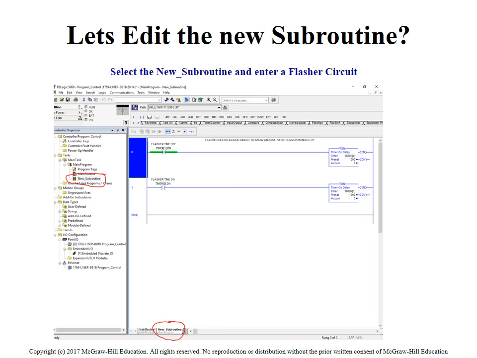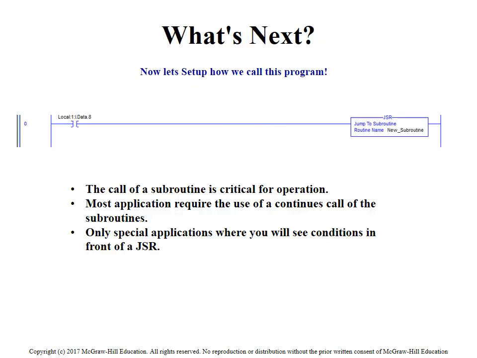So here, what I did is I opened up the new subroutine program, and I moved those timers to this location. So now I've got nothing more than a couple of flashers going on in this subroutine. The new subroutine is doing nothing more than flashing back and forth, 1 second at a time.